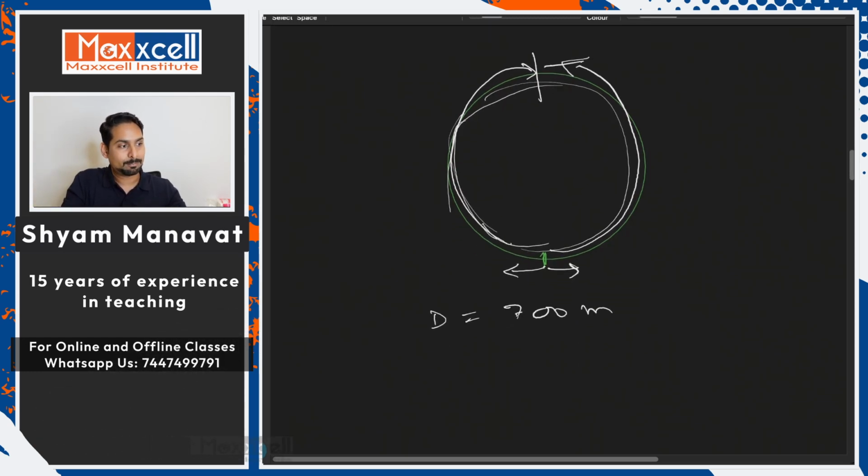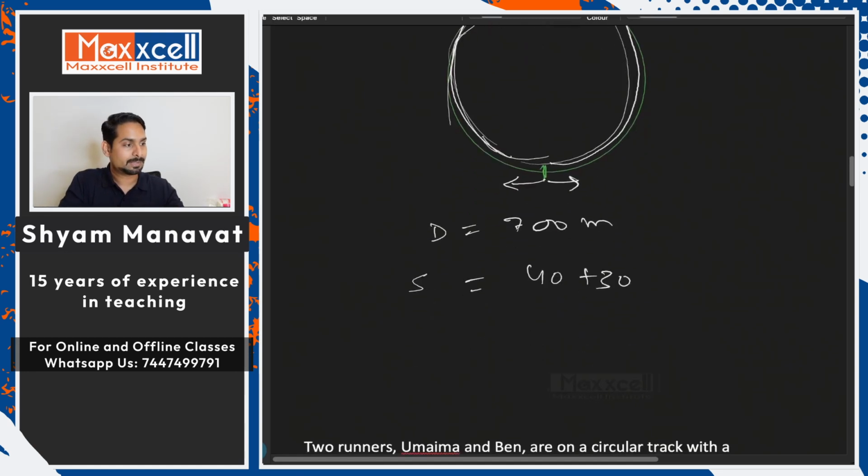Now when they are running in the opposite direction, the relative speed should be 40 plus 30, because they are running in the opposite direction, speed of first plus speed of second. So time taken here should be distance by relative speed. Okay, this will be 10 seconds.